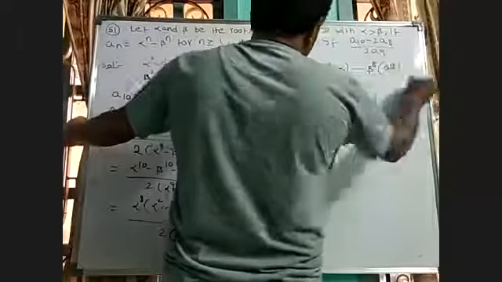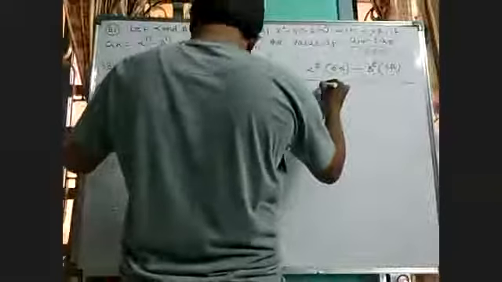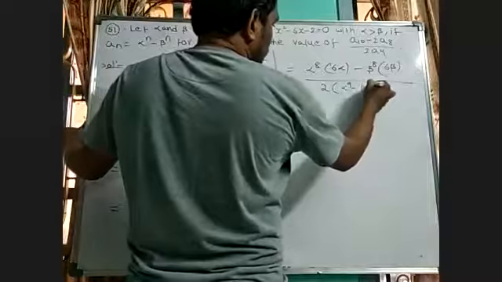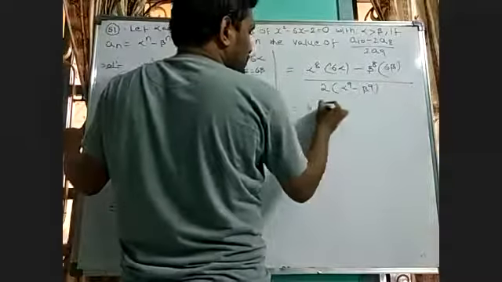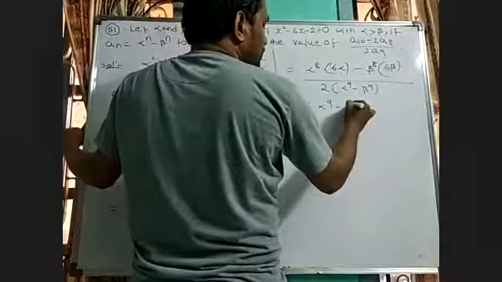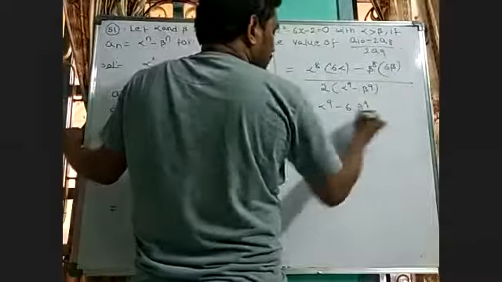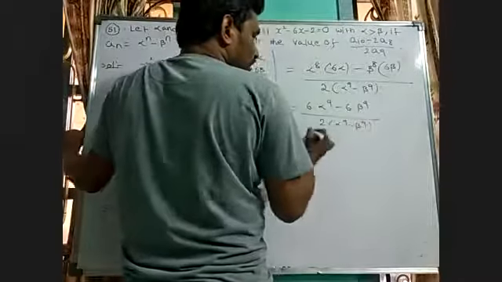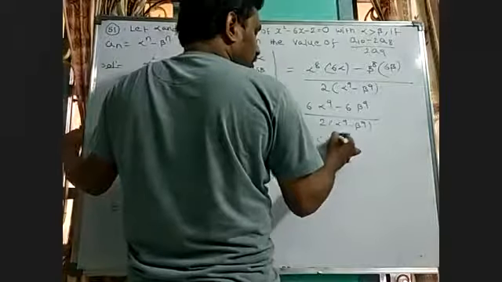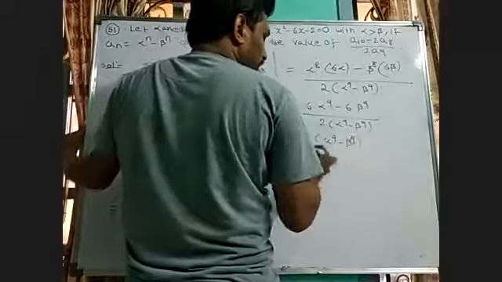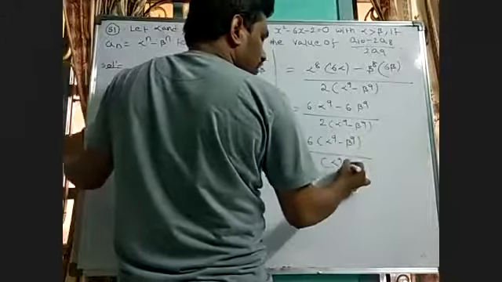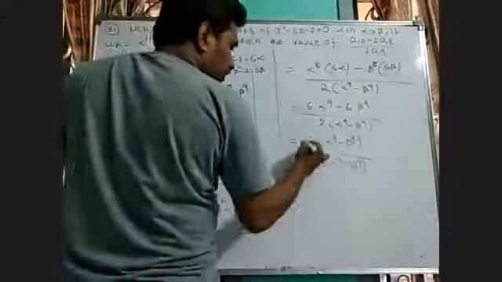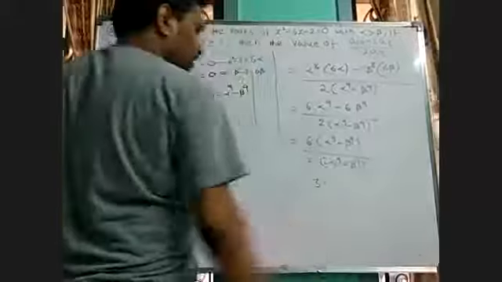by 2 into alpha power 9 minus beta power 9. Here you can write 6 into alpha power 9 minus 6 into beta power 9, by 2 into alpha power 9 minus beta power 9. If you take 6 common, we write 6 into alpha power 9 minus beta power 9, by 2 into alpha power 9 minus beta power 9. This one we can cancel. What do we get? 6 by 2, this value is 3. Okay, write it.